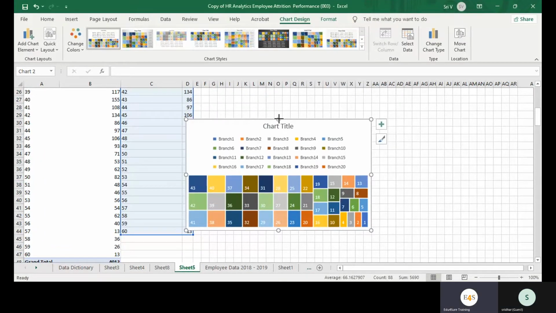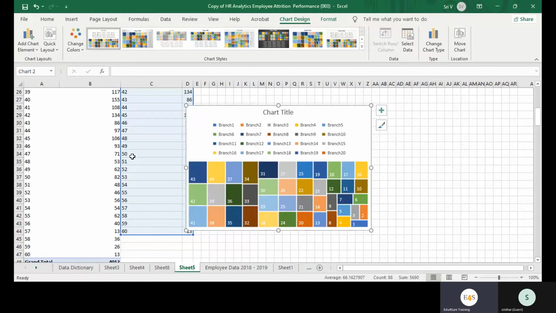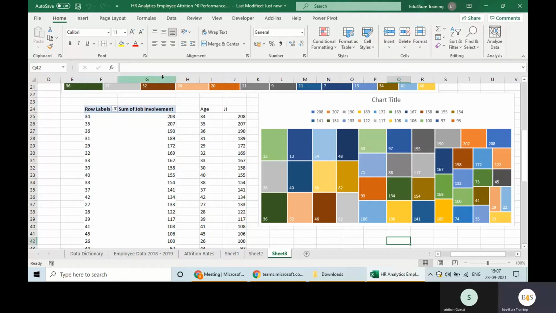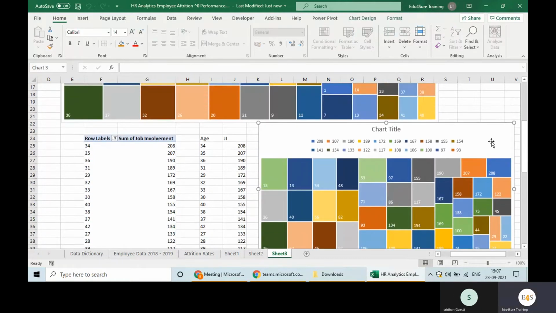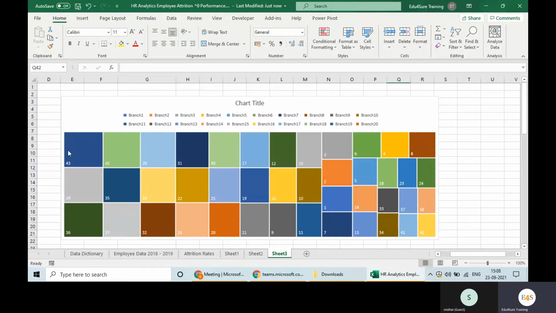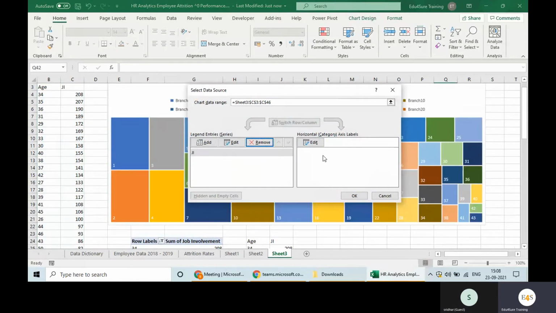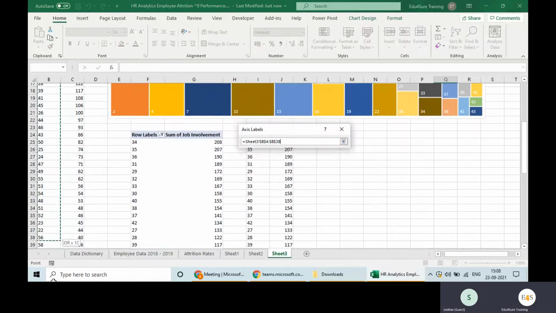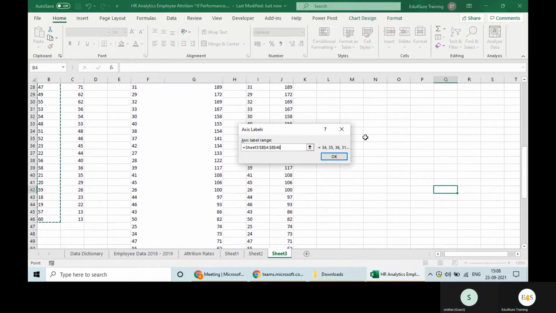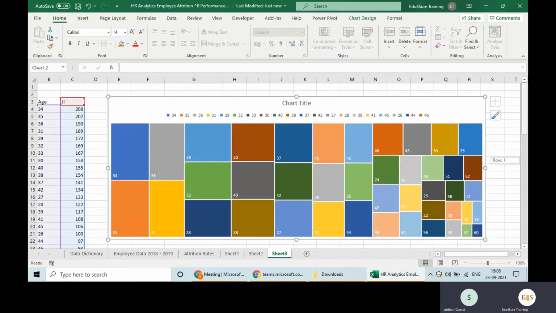Now why are we getting 43 as the first thing? Because we have the highest job involvement at 34, right? So I'm sharing my screen and you see what we are doing. Can you see I'm getting the same visual? Forget this one. This one, 43. What will we do? We will go to Select Data and keep job involvement here and we need to have age here, right? We are using the wrong axis. This happens in Excel.